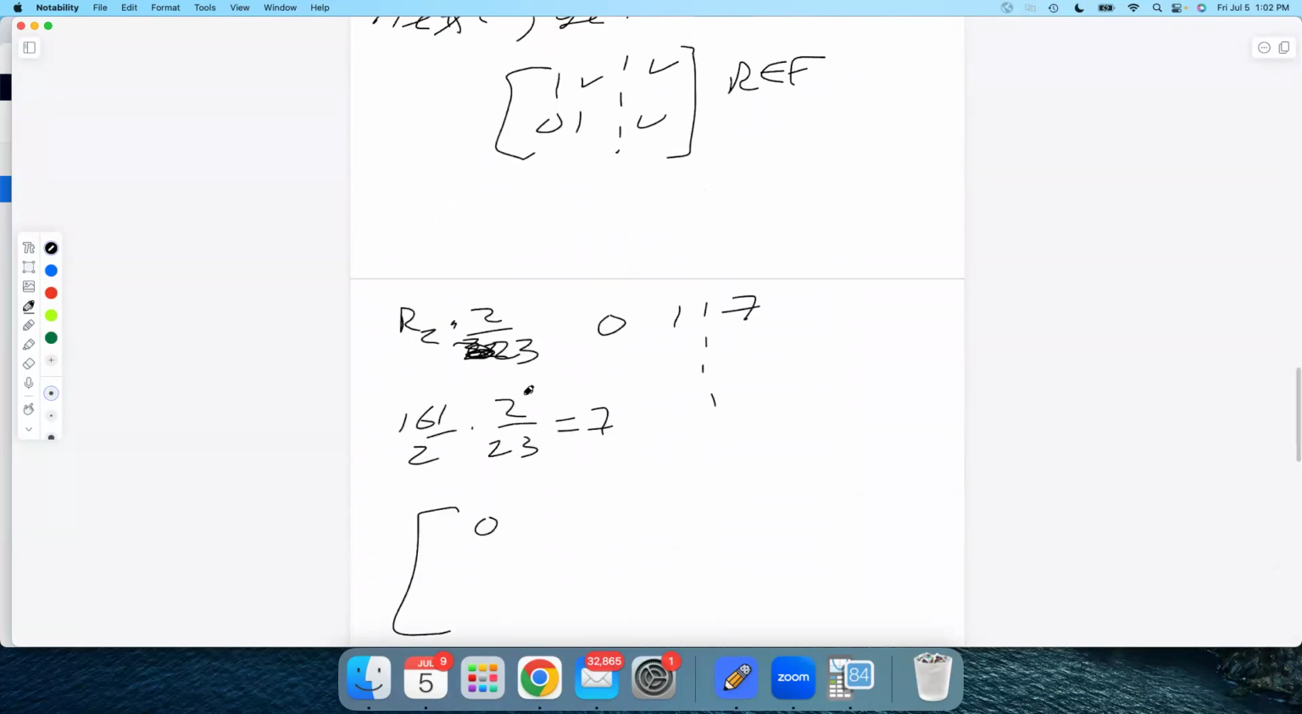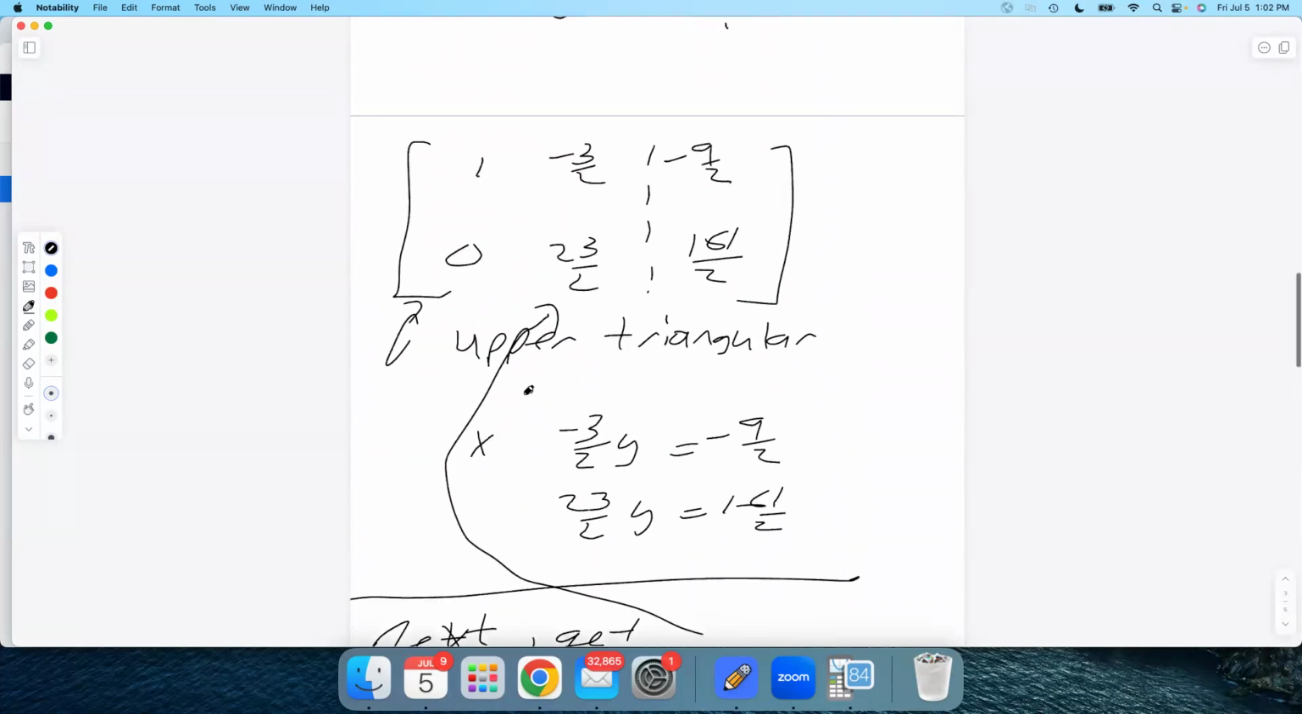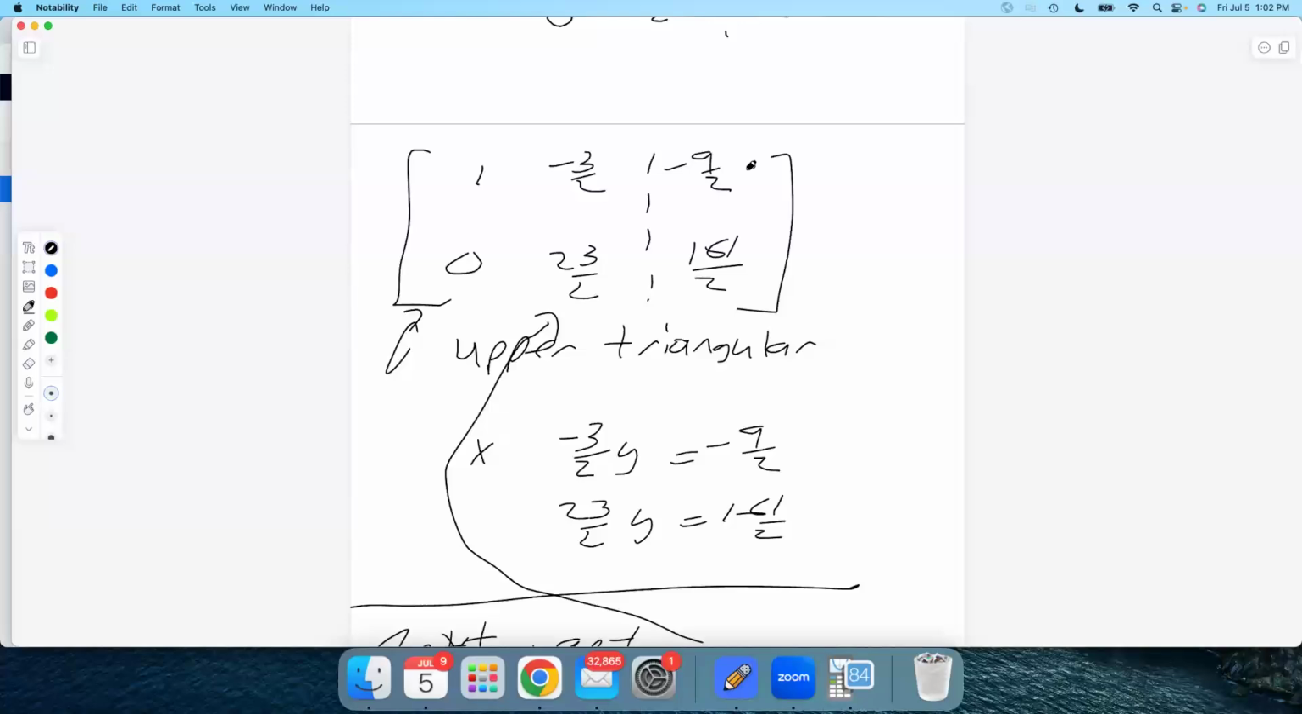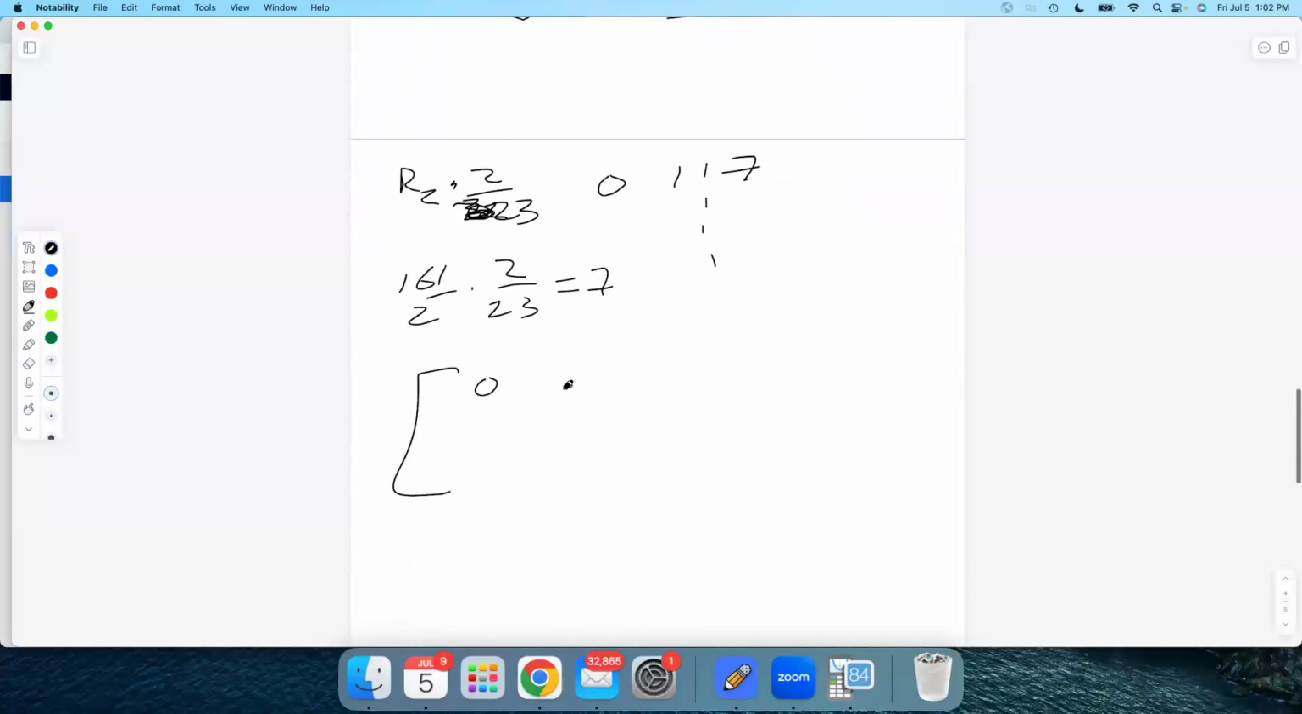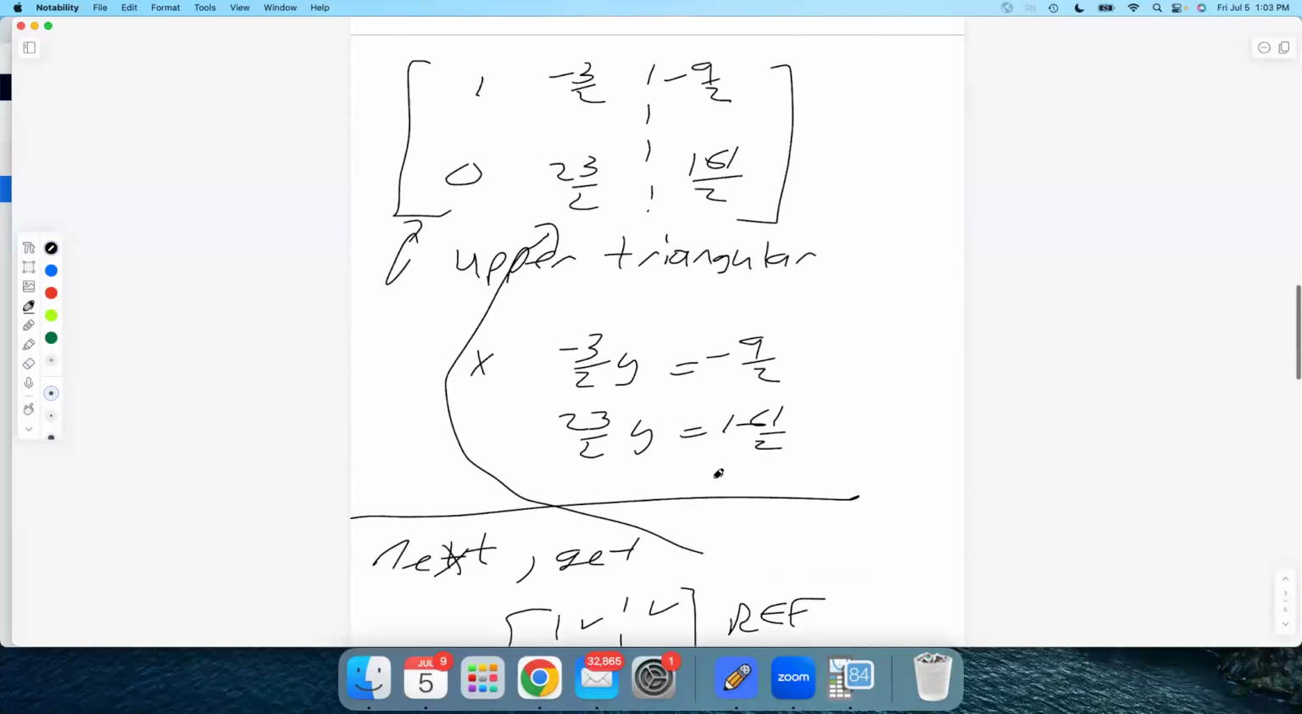It's 0, negative 3 halves, negative 9 halves. Oh, sorry, it's not 0. It's 1, negative 3 halves, negative 9 halves, 0, 1, 7. All right, let me make sure that's right.